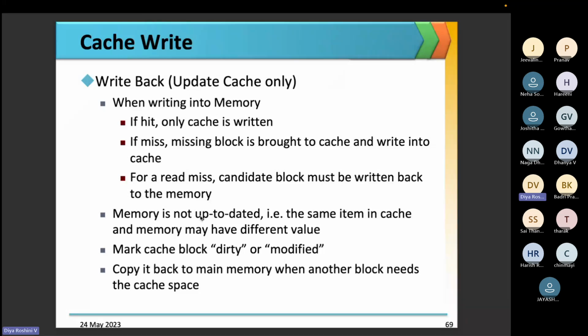But when it's a write, I'll get the instruction with the address to write to, and I'll find it in the cache. Now there are two ways. I can either modify it only in the cache, or I will modify it both in the cache and then go to the main memory and modify it there as well. When I modify it only in the cache, it's called write back. And when I modify it both in the cache and in the main memory, it's called write through.